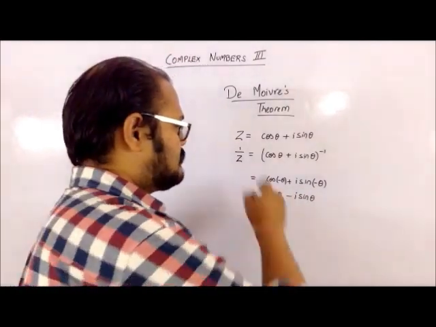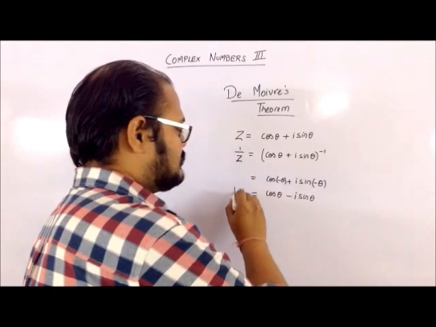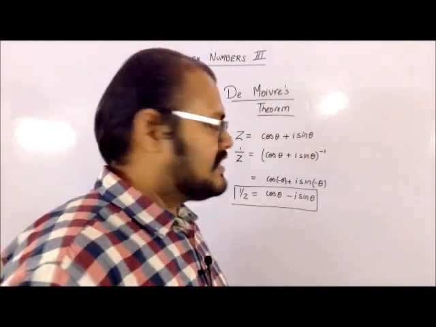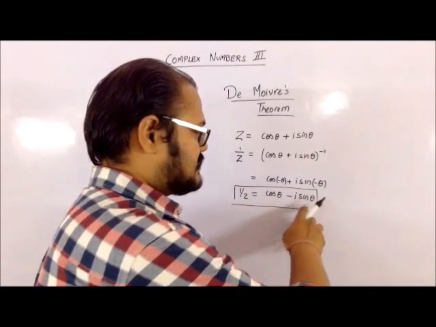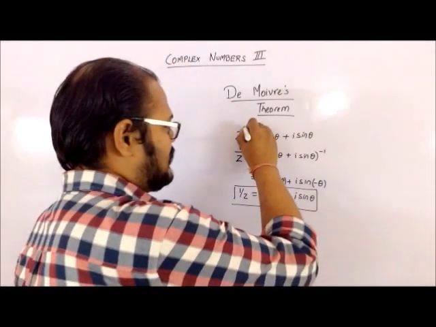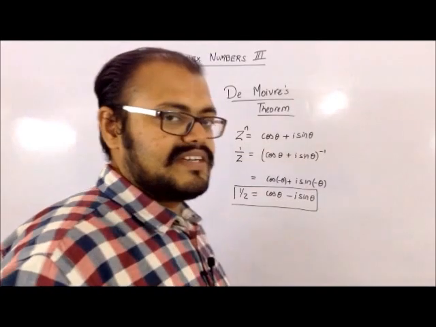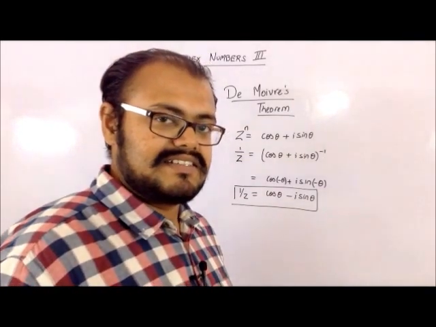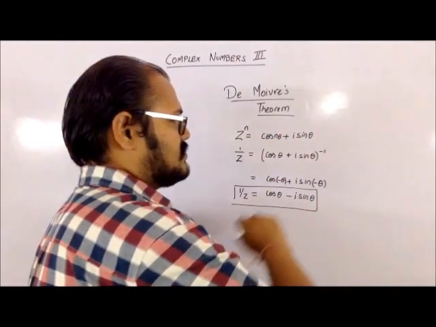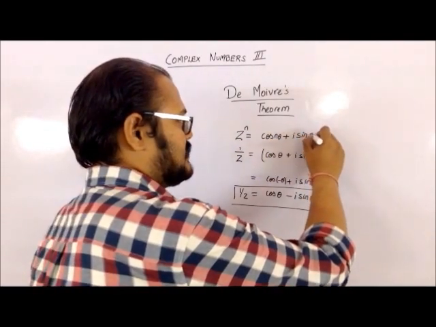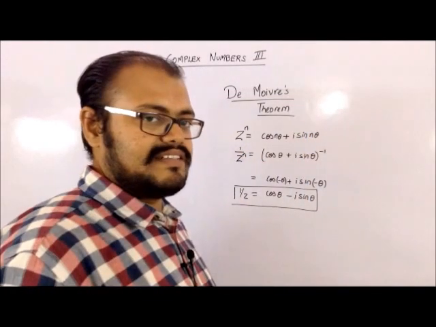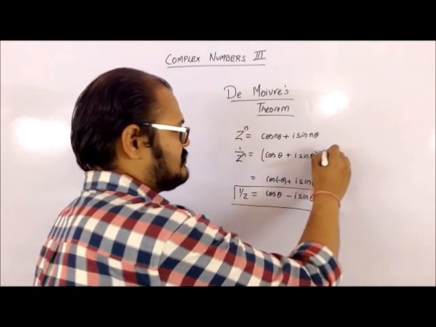So you have to remember that 1 by z, if my z is defined as cos theta plus I sine theta, is defined by cos theta minus I sine theta. The other thing which you have to know is, if I am having z raised to n where my z is cos theta plus I sine theta, then by De Moivre's theorem, this becomes cos of n theta plus I sine of n theta.